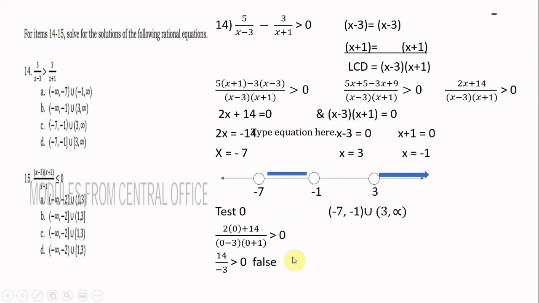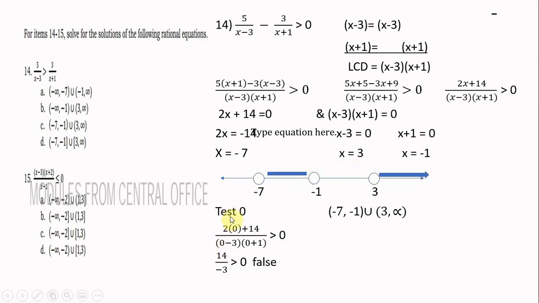Now, to find out the interval answer for our solution of number 14, let's test some points on the interval. I prefer to test 0 because 0 is very easy to use and 0 is between negative 1 and 3 here. If this is false, meaning the other side is true, because there's a pattern for this. This is alternate. If this is false, this is true. This is false, this is true.